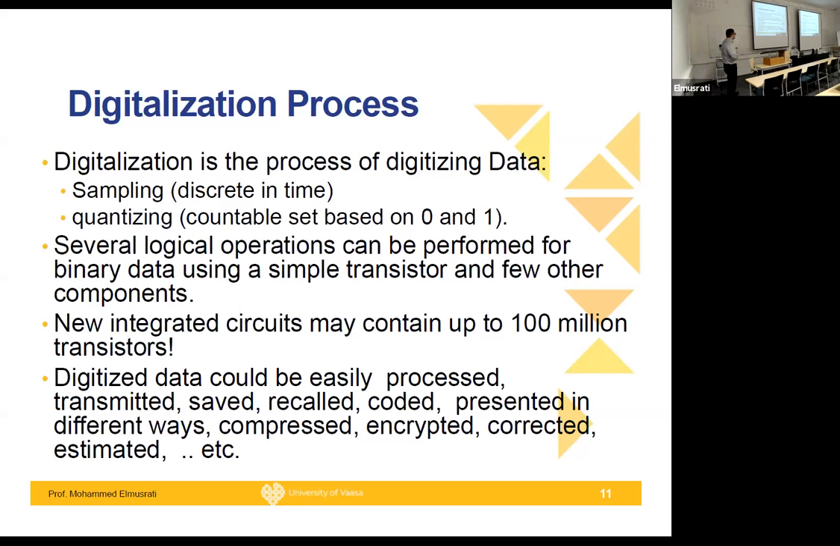Okay. Digitalization means that first, our data, which represents information, is sampled in time, so we have it discrete in time, and then it is quantized in amplitude. So we have discrete data in 0 and 1, which can be easily processed by our electronics. We can store it, we can send it, and we can process it.